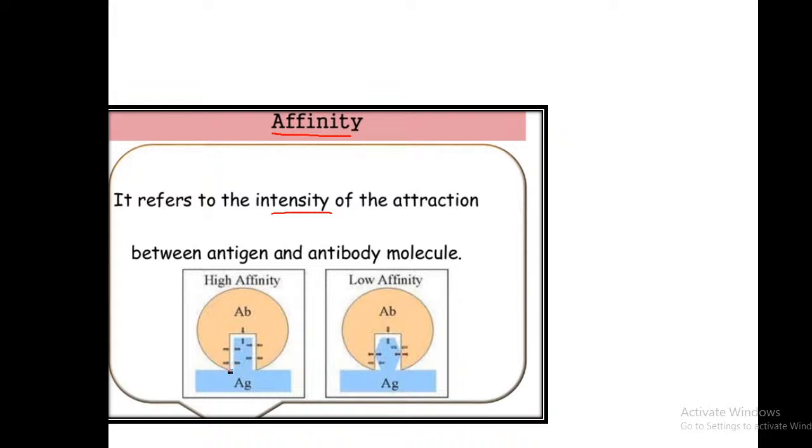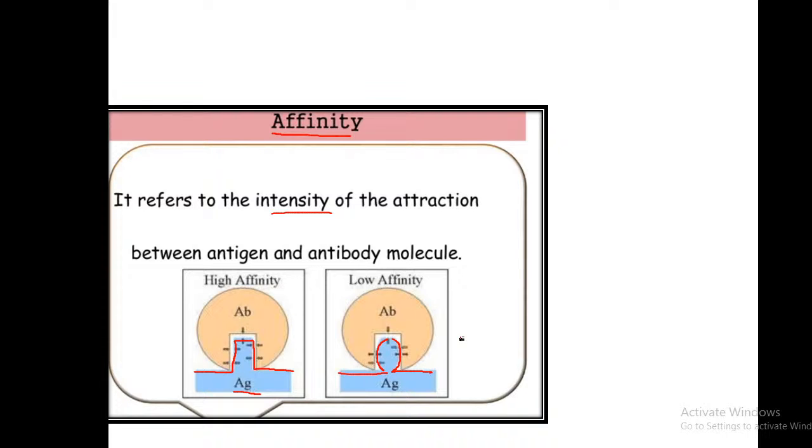Here you can see, this is an antibody and this is an antigen. If high affinity, from all the sides it is interacting. Here you can see this is the blue color. This is the antigen. The antigen is able to interact completely with the antibody. But here see, this is the structure of antigen.